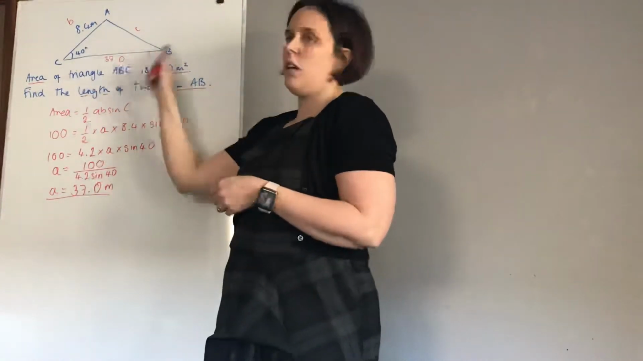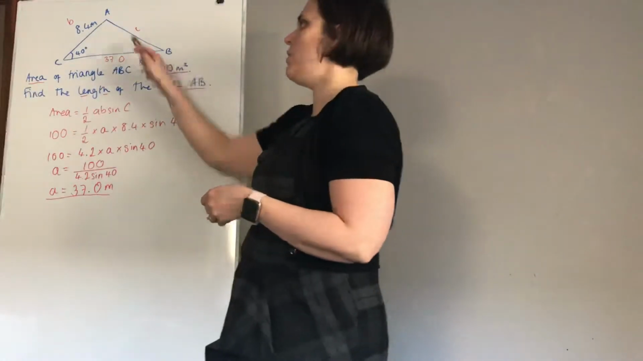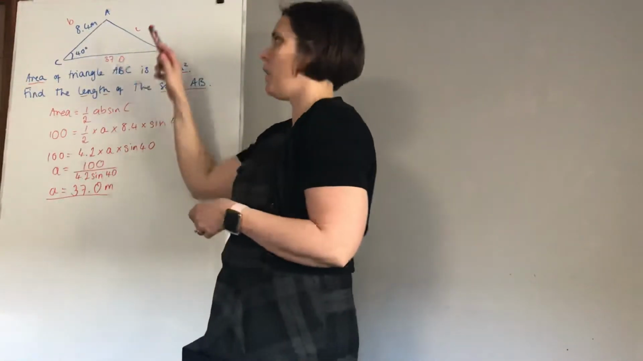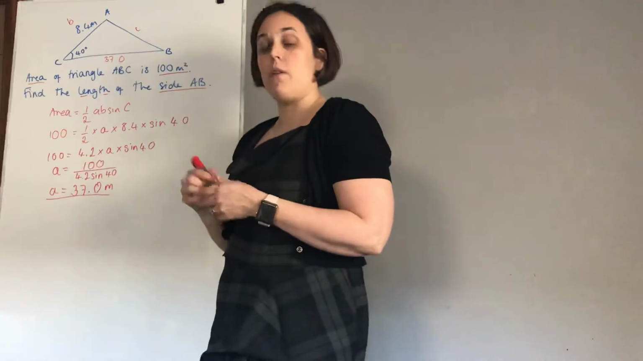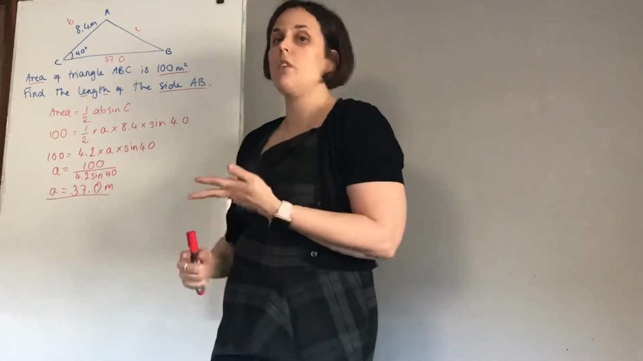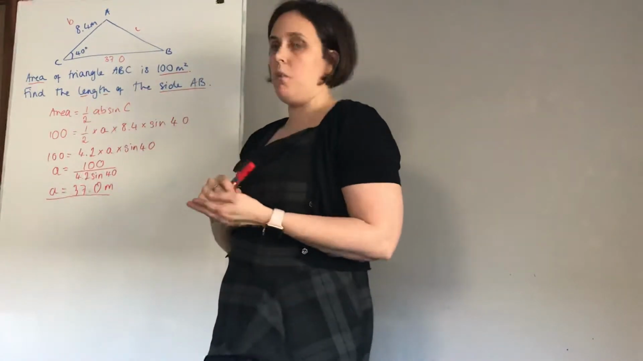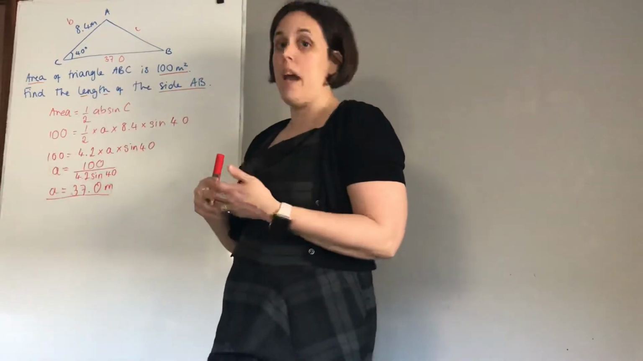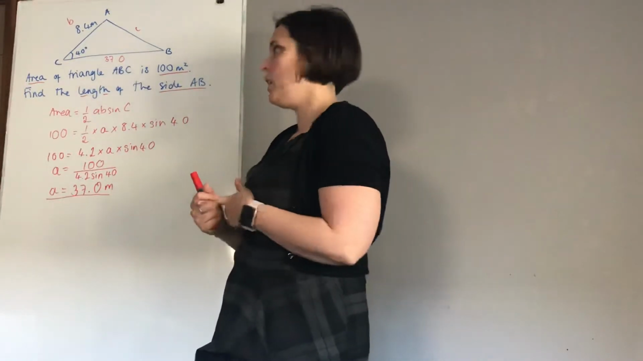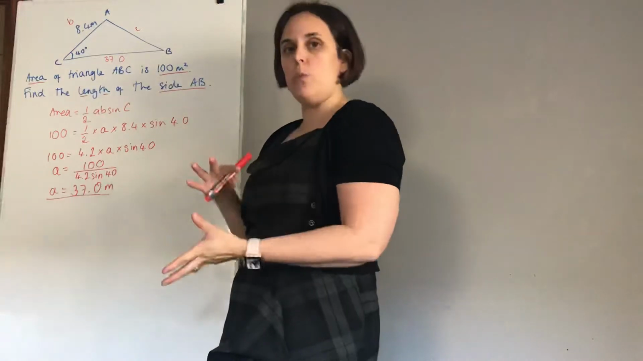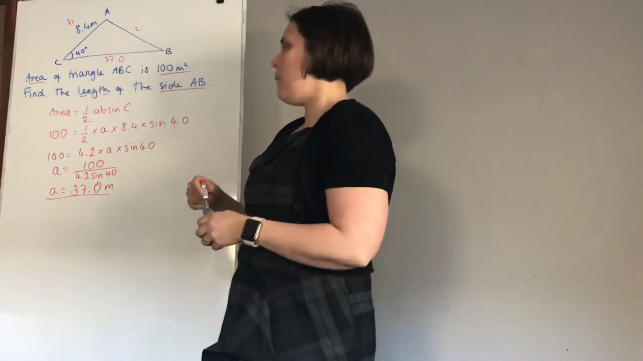Now, if I look at my triangle now, I've got two sides and the angle between them, and I want to find a third side. Now, I mentioned we can use the sine rule, the cosine rule, or this area formula. So we've used that one, so what's left is the sine rule or the cosine rule. Now the trick now is to know which one to use when.